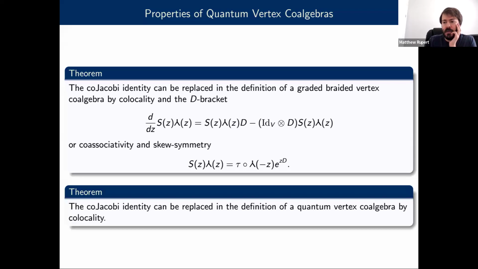So the way you prove these things is, for vertex algebras, you go through these rationality properties and you show rationality follows from locality and associativity, and then associativity follows from locality and the D bracket, and all of this. For quantum vertex coalgebras, it's the same. If you're a quantum vertex coalgebra with locality, you get associativity, and then the co-Jacobi equation follows. And from the co-Jacobi equation, you get the D bracket. It's very similar to vertex algebras.